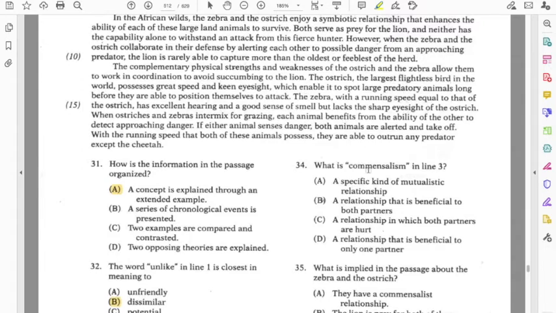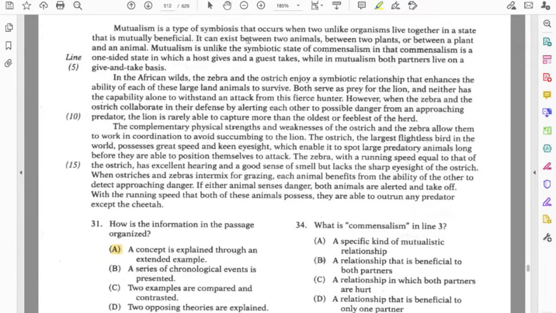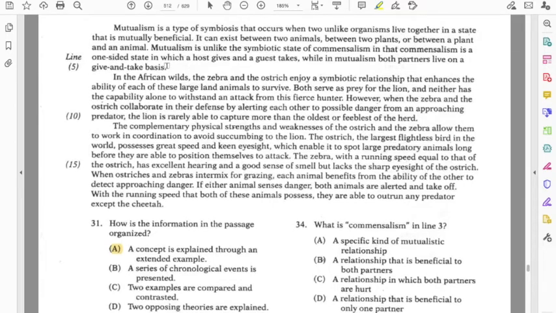What is commensalism in line 3? Well, it says right there in line 3, mutualism is unlike the symbiotic state of commensalism. Now, you should know symbiotic is the adjective for symbiosis, and then the state is just a kind or a type. So the same thing here, type of symbiosis. Mutualism is one type, commensalism is another type. They are different, they're unlike, and so commensalism, one-sided.